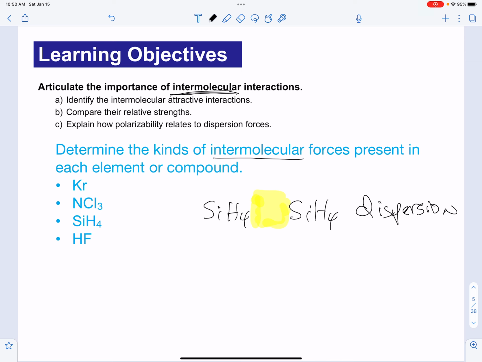Dipole-dipole. Well, the molecule has to be polar to be a dipole-dipole. So is this molecule polar? Well, let's do the Lewis structure. Silicon, group 4 electrons. Hydrogen, group 1.